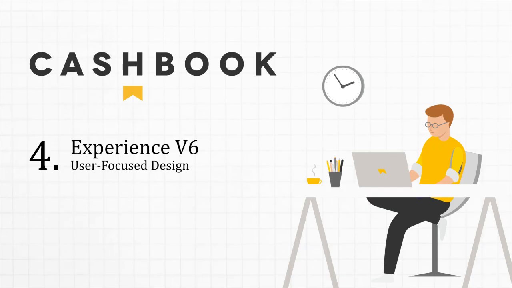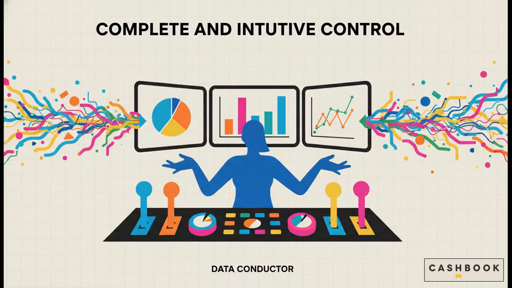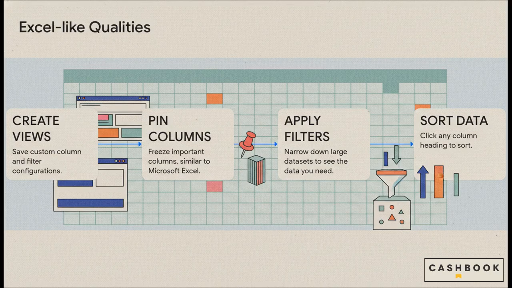Let's take a look. If you had to boil down the V6 user experience to one single idea, it would be this: putting you in total intuitive control of your data. It's all about shifting you from being a passive viewer to an active analyst. And here's the brilliant part. V6 has all these features that feel just like you're using Excel, so it's super familiar right out of the gate. Think about it. You can create and save your own custom views, pin the columns that matter most, and filter or sort huge amounts of data with just a click.